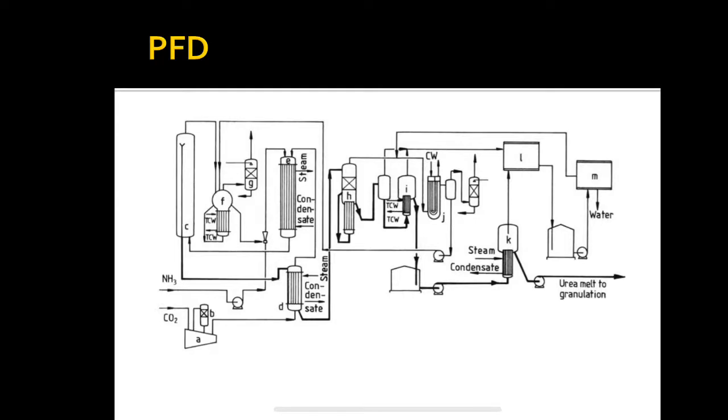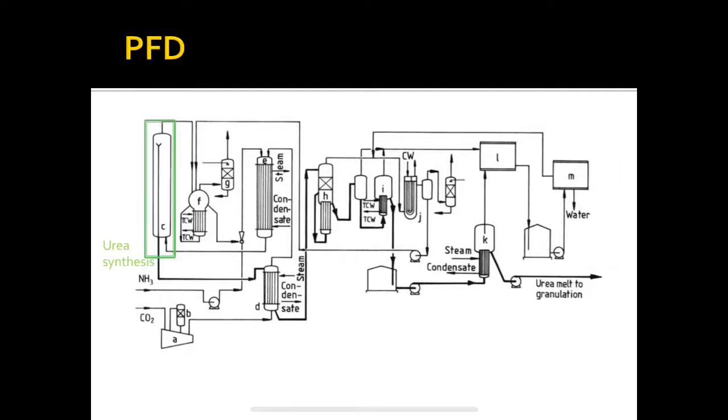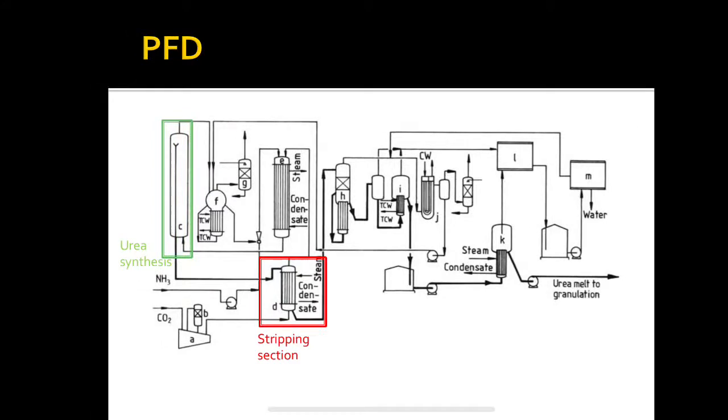A countercurrent contact occurs between the output of the synthesis reactor and fresh CO2 gas at the reactor pressure. The strip output enters the low-pressure recirculation section, where the remaining ammonia and CO2 are evaporated, then condensed to form a carbamate solution.